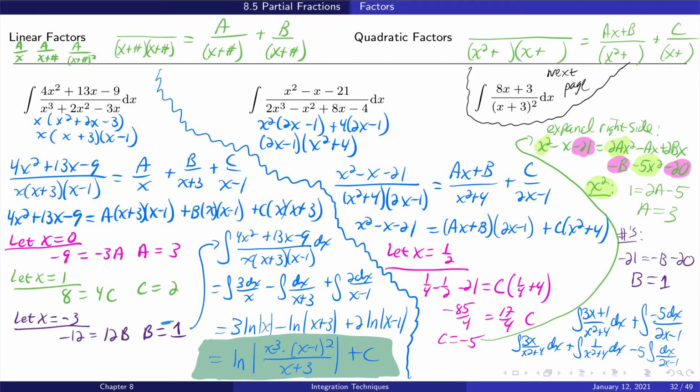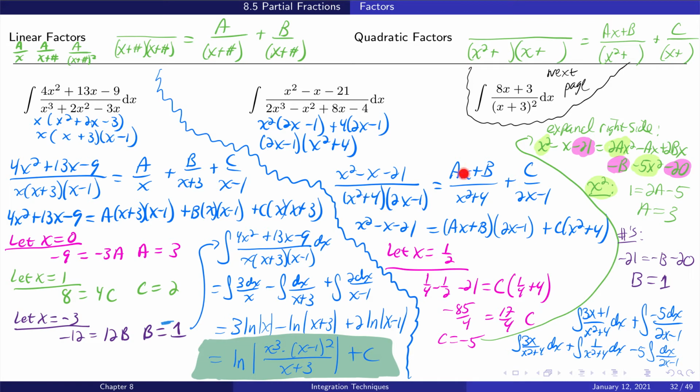The difference between those two is listed up here. Linear factors look like this, and be careful. This is still considered a linear factor, but it's a repeated linear factor. So I've got x plus a number squared, which is different than saying x squared plus a number over here. So you'll see a repeated linear factor in the third example, which doesn't fit here. We'll put it on the third page. So anyway, back to the second example.